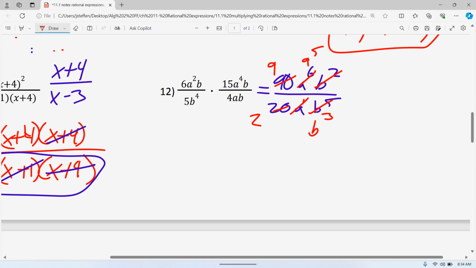And there are other ways that I've described that. Still kind of on the fence on which is best. So once you're done with that, now everything that cancels has canceled. You just put everything you have left. So I have a 9, a to the 5th in the numerator, and in the denominator I have a 2, b to the 3rd.